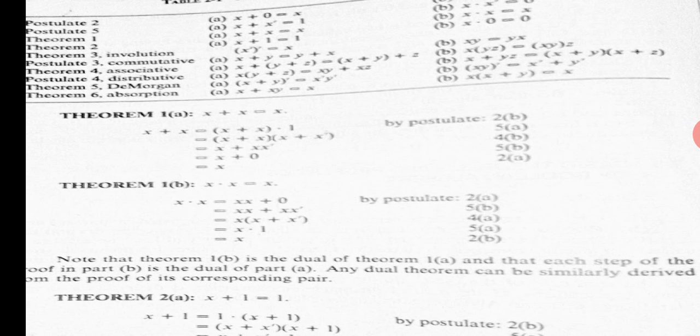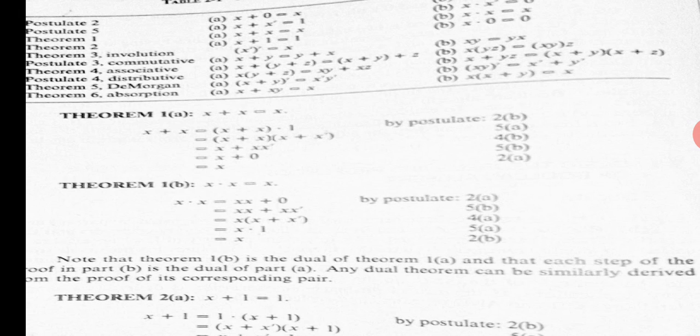x plus x equal to x. Now whenever you get this kind of statement, how exactly you can prove it? You can see in the second line, x plus x equal to x plus x dot 1. From where you got that? From postulate 2b. From postulate 2b you represented x as x plus x dot 1. Fine. Now how can you deal with 1? So 1 is nothing but x plus x dash, isn't it? You can see the postulate 5. In the above table you can see x plus x dash equal to 1.